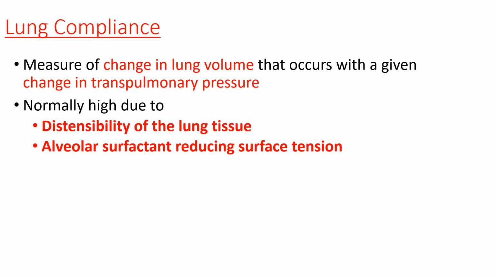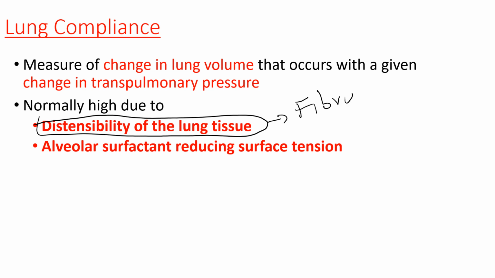So, distensibility of lung tissue. That's important for lung compliance, the ability of the lungs to be a balloon. A balloon is something that stretches with very little pressure. That's how the lungs should behave. Diseases like fibrosis of the lungs or emphysema may compromise compliance.